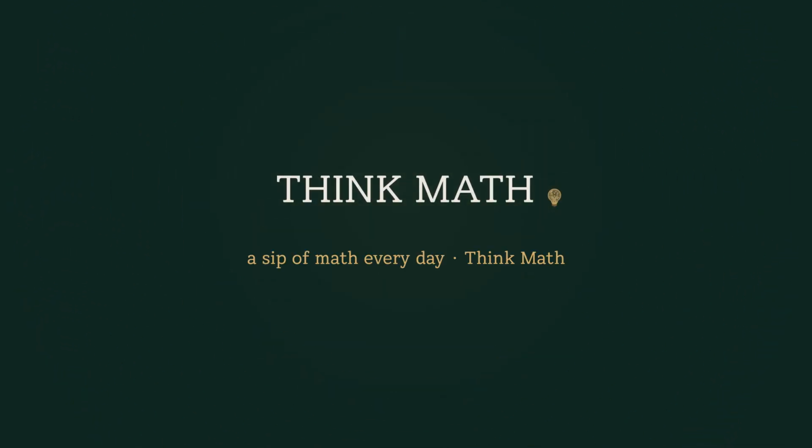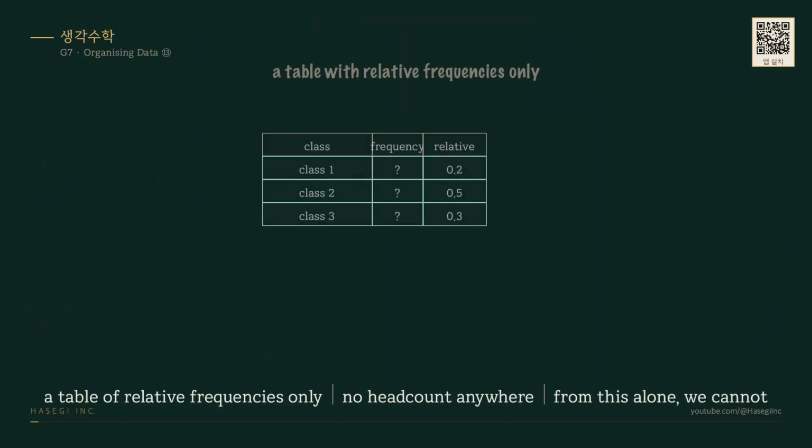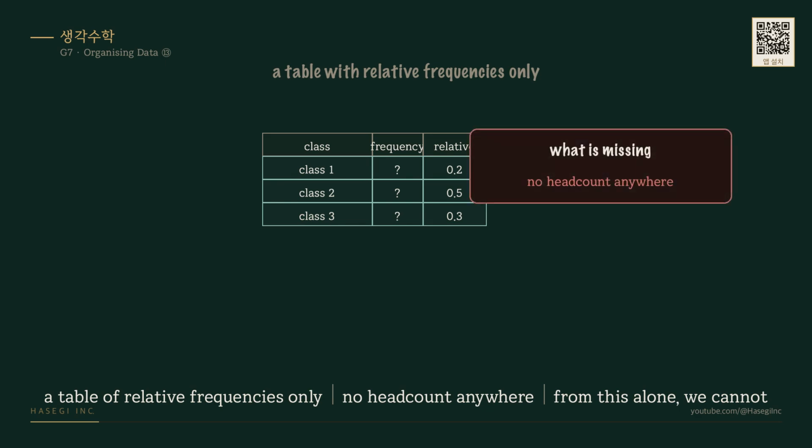Think math. Here is a table with nothing but relative frequencies. 0.2, 0.5, 0.3. No headcount appears anywhere. Can we work out how many people were in each class? To be honest, from this alone, we cannot.